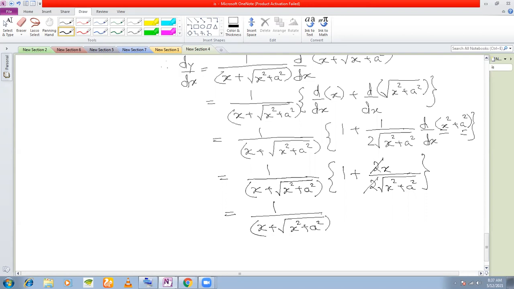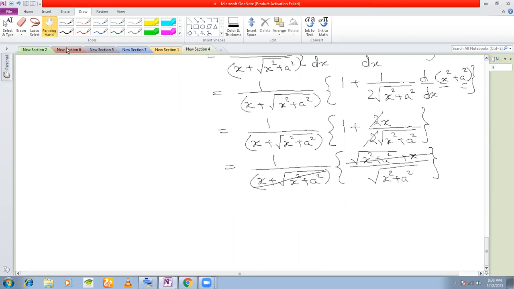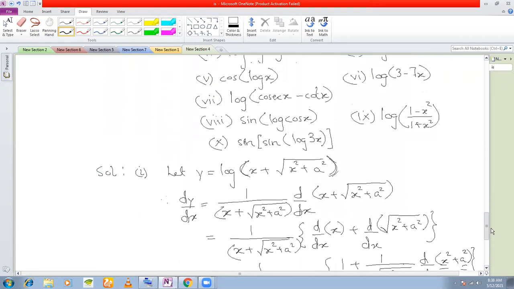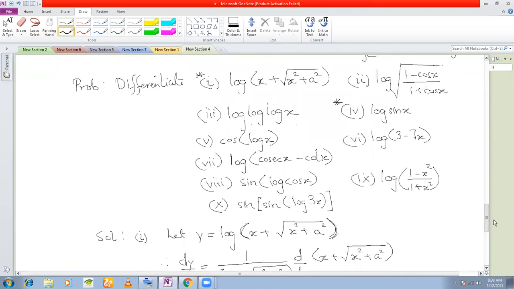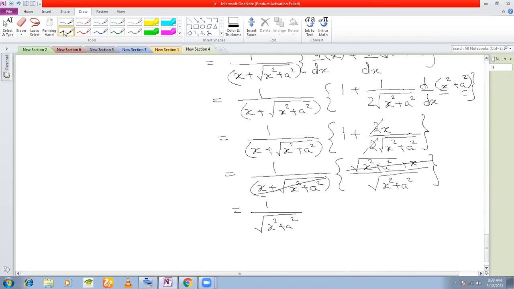Okay, so now what we do is we take the LCM within the curly brackets. LCM is root x square plus a square. So that in the numerator, you will get root x square plus a square plus x. Right? This is what you're going to get. Now what happens? You see that this and this will cancel. You're only left with 1 by root x square plus a square. That's it. That's your answer. So the next one was log root of 1 minus cos x by 1 plus cos x.